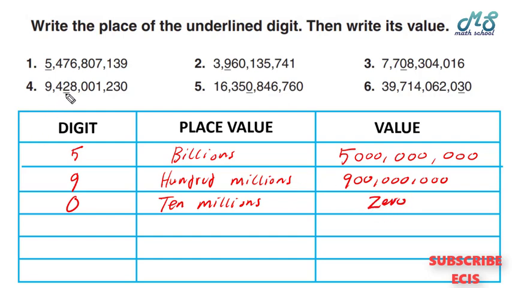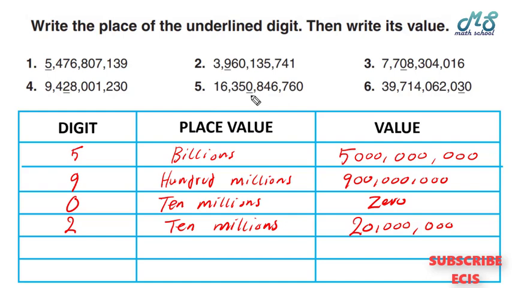Number 4, the underlined digit is 2. 2 in the millions period, so its value is equal to 20 million. The underlined digit is 2, so we can write 10 millions. Its value is equal to 20 million. Just write 20 and write 6 zeros. So we have 2 groups of zeros.